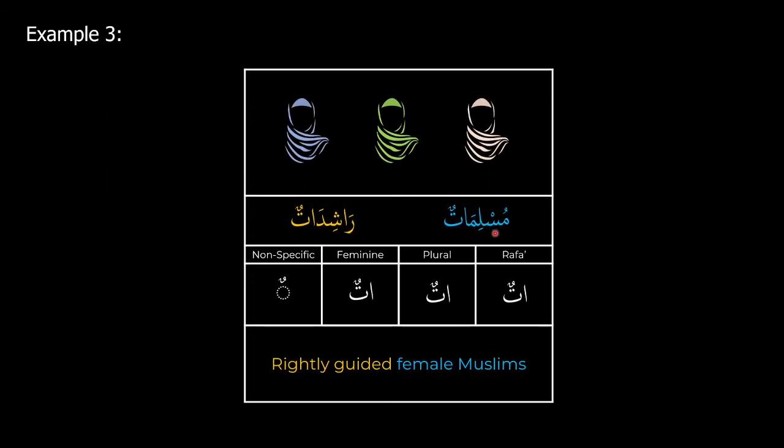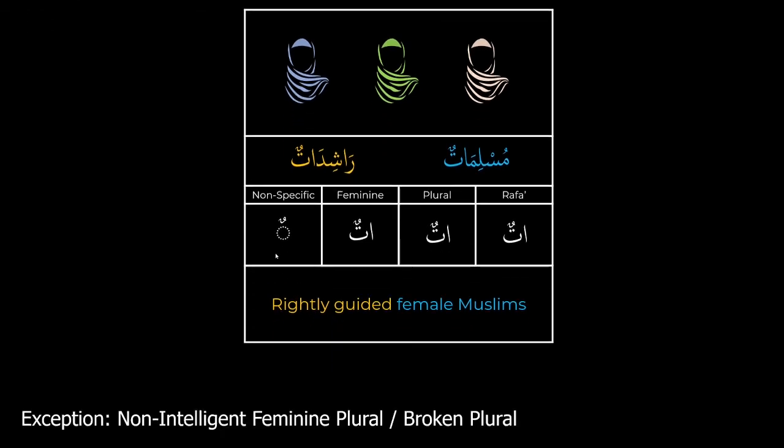Next up, we have muslimatun rashidatun. And we gotta check if these match in all four properties. So we know that they're both non-specific because they end with the tanween. We know they're both feminine because of the atun ending, the ta femininity. We know they're both plural, again, because of the atun ending. And we know they're both rafa, again, because of the atun ending. Otherwise, if it was nasab or jar, it would be an atin ending. So this translates into rightly guided female Muslims.